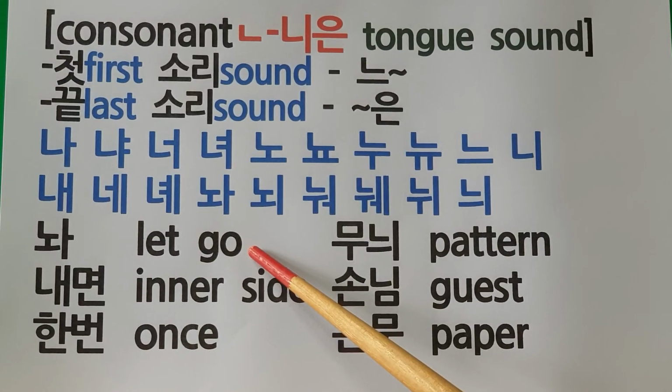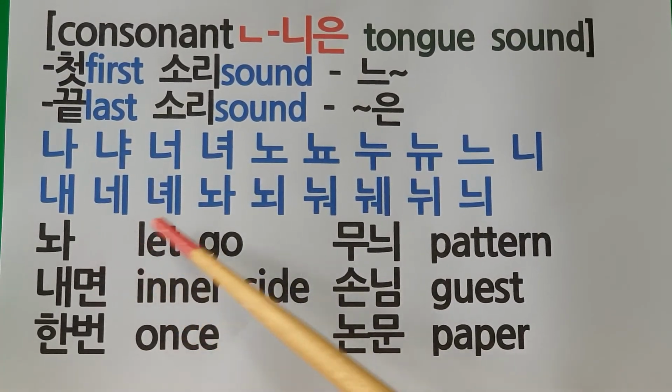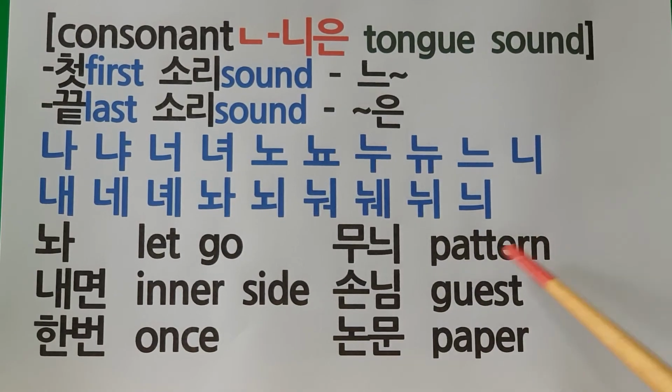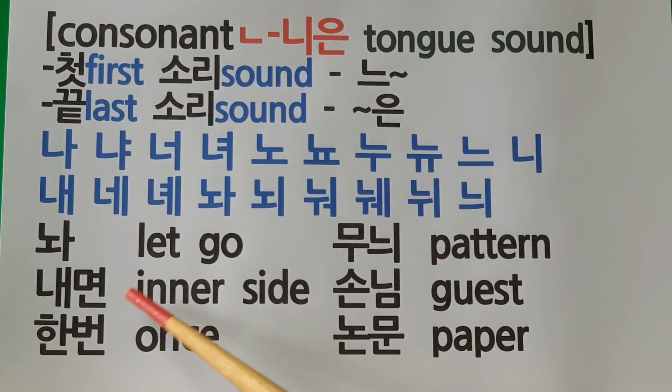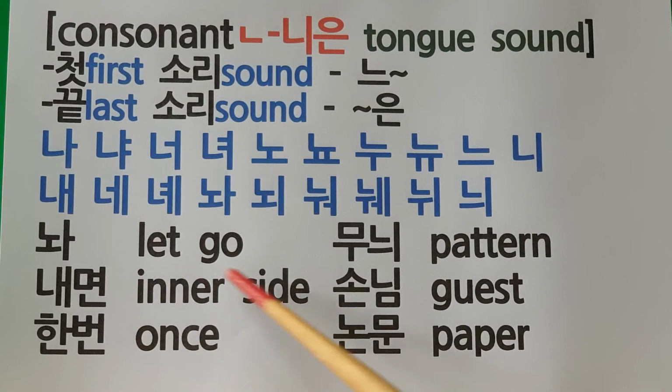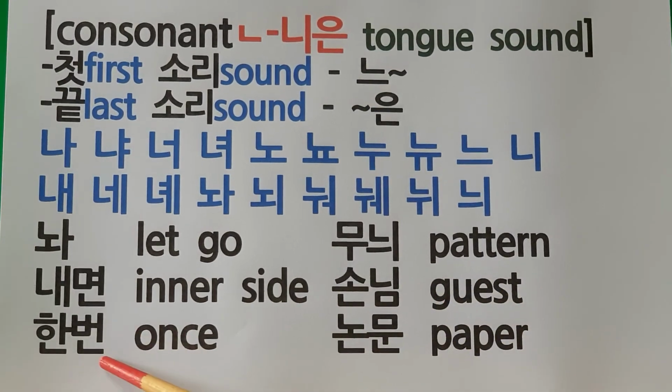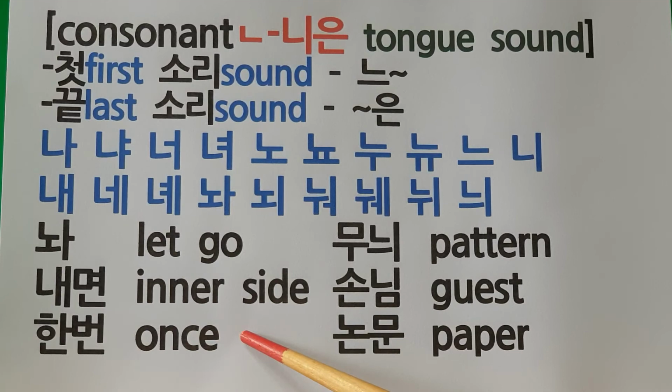놔. Let go. 놔. Let go. 무늬. Pattern. 내면. Inner side. 손님. Guest. 손님. Guest. 한 번. Once. 한 번. Once. 논문. College paper. 논문. Paper.